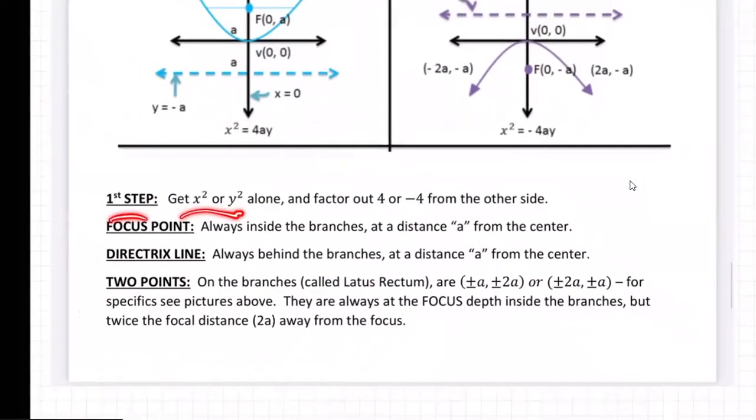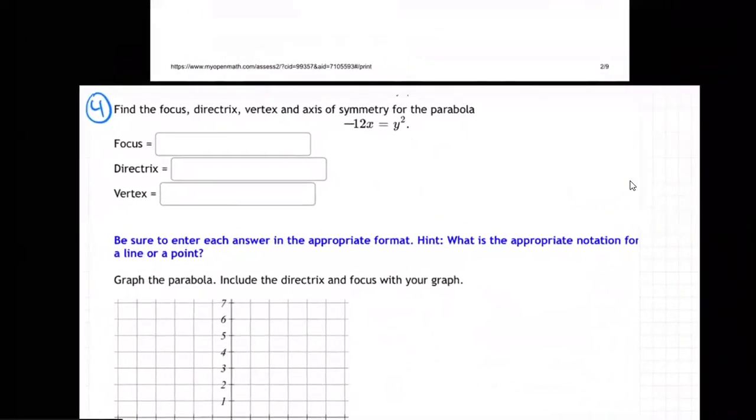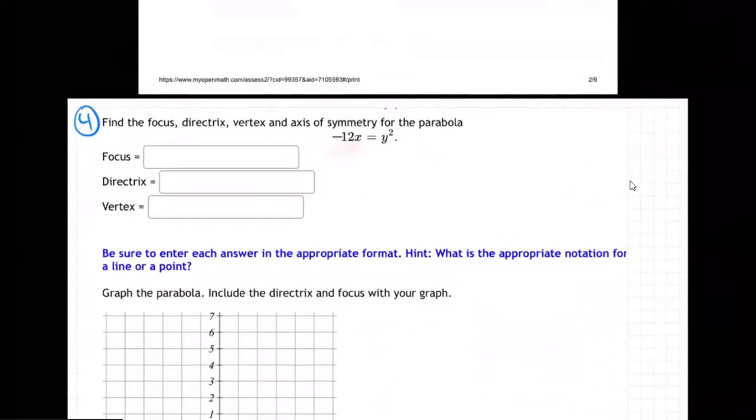First step, get x squared or y squared alone and factor out 4 or negative 4 from the other side. So if you happen to have negative, factor out negative 4. If you have positive, just factor out 4. So let's do that. I happen to have negative because I made it negative, and so I'm going to factor out negative 4 times 3 times x equals y squared. Is that making sense? I just factored out negative 4 because mine was negative.